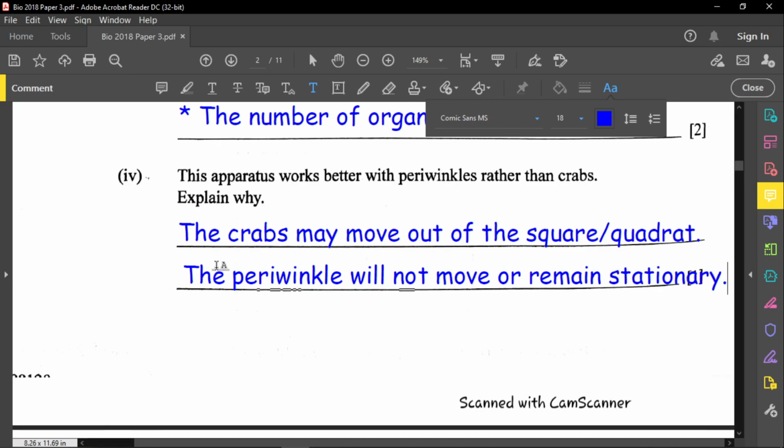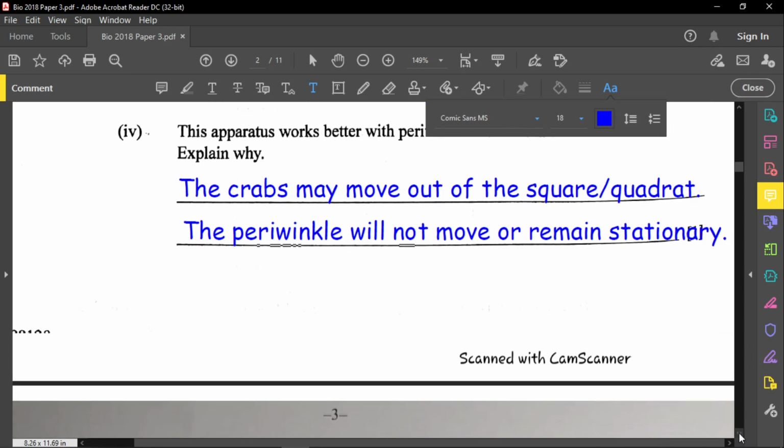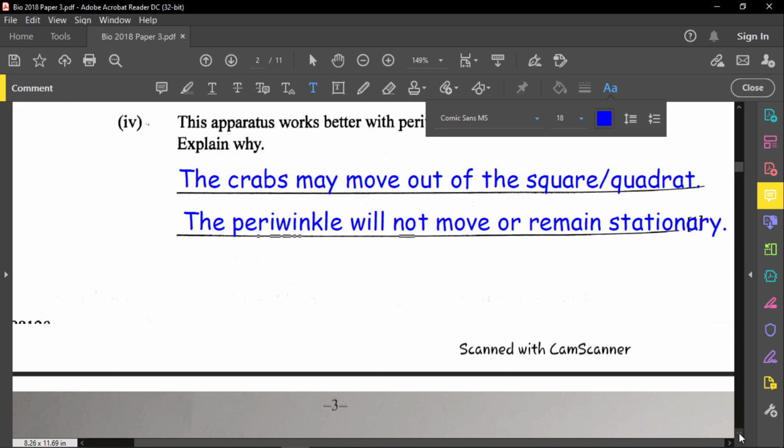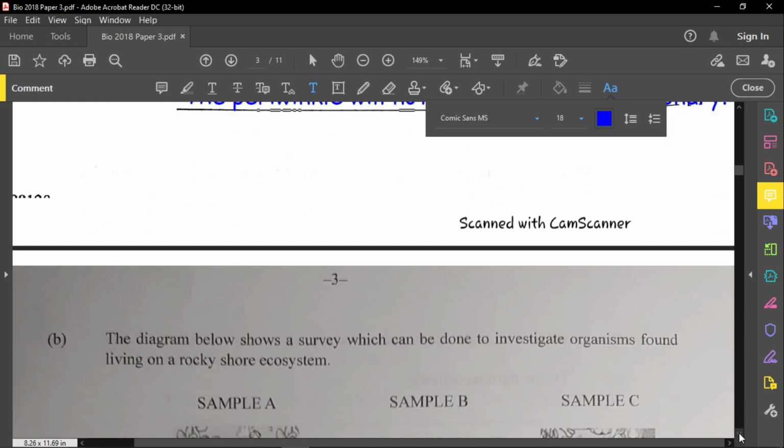All right, so that's exactly what would happen. That's why it's best used for periwinkle rather than for crabs, because the crabs move really fast, or relatively fast. So definitely, if you toss the quadrat, they will run away. Notice when you go to the rocky shore and see some crabs, as you start moving towards them, they run away. So imagine you toss the quadrat, they will be moving so rapidly.